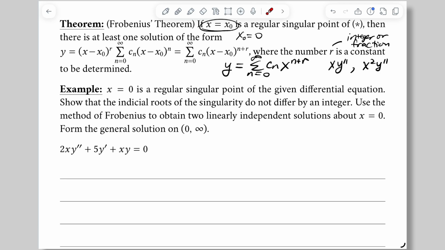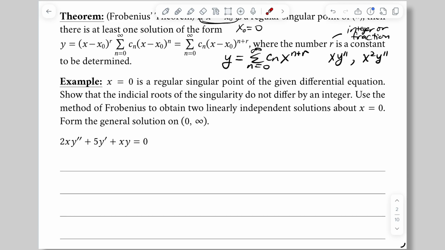Picking up where we left off in the last video, we're going to look at an example. We have the differential equation 2x y double prime plus 5y prime plus xy equals 0. Because x is a factor in the term that contains y double prime, x equals 0 is a singular point. And because the exponent on x is 1, which is 2 or less, that makes x equals 0 a regular singular point.